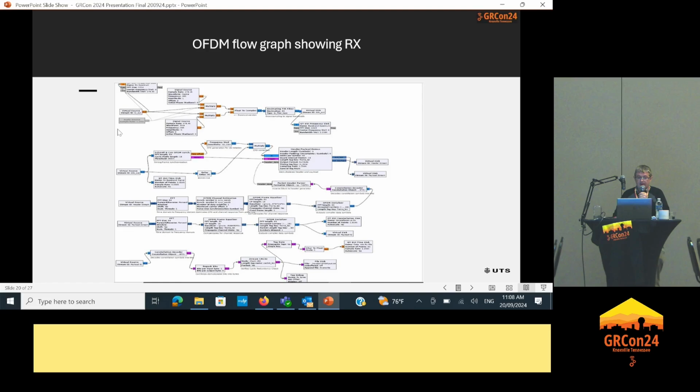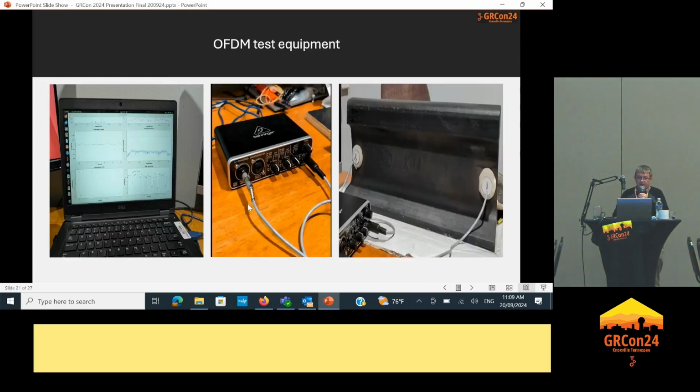And again, this is the receive, and again, we're using this method of taking the virtual source in and then combining it to get a complex signal where it can be taken into the rest of the flow graph to be demodulated. So this is roughly what my setup looked like.